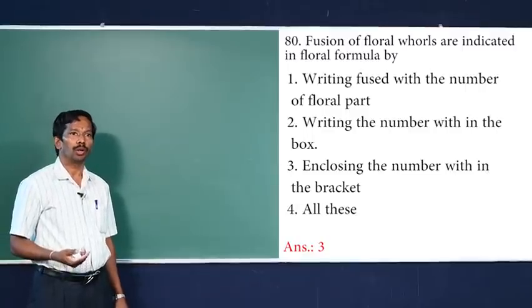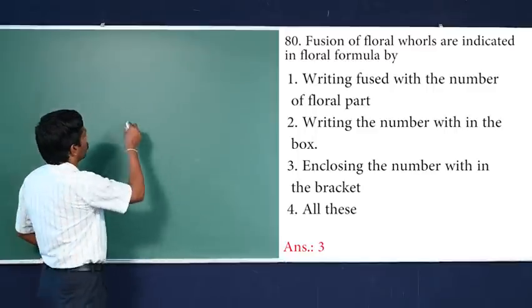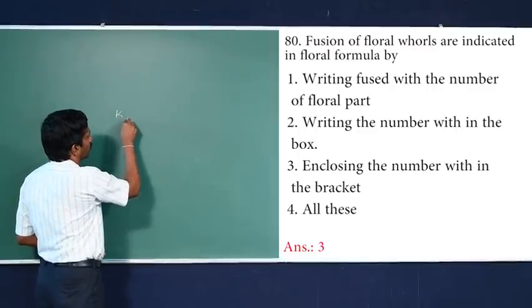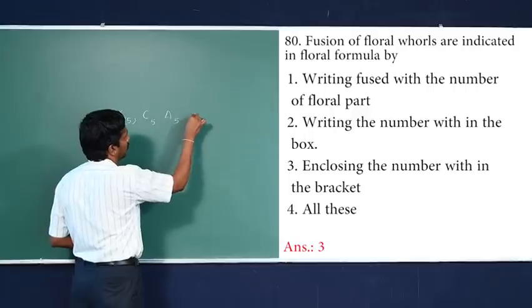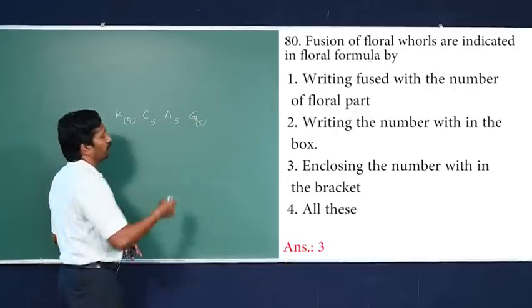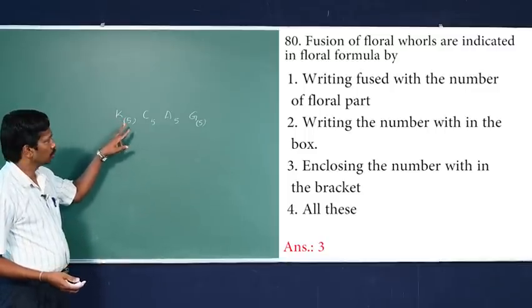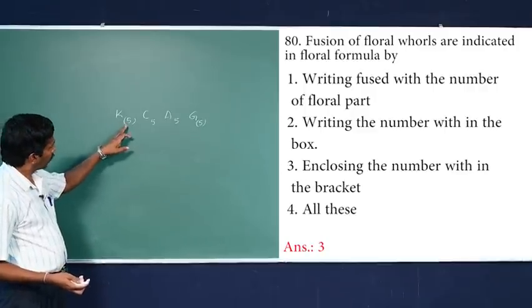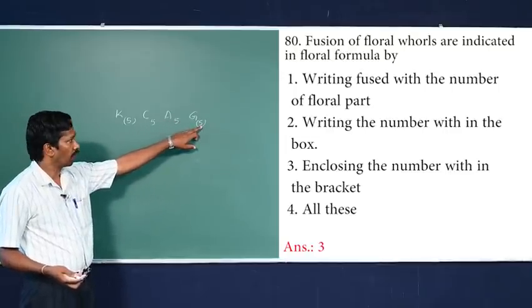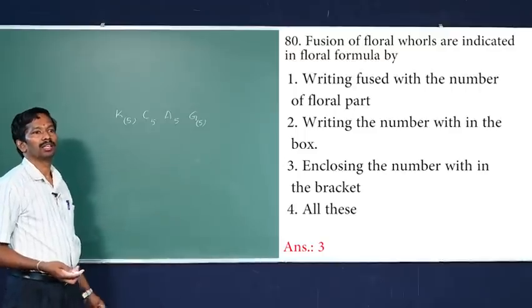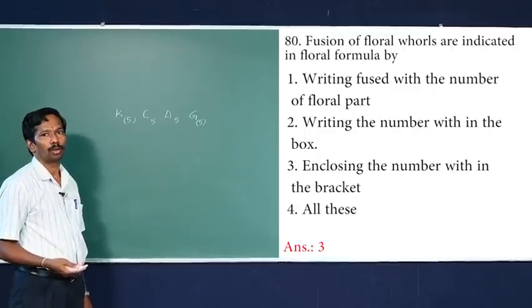80. Fusion of floral whorls is indicated in the floral formula by calyx 5, corolla 5, androecium 5, gynoecium 5 if it is represented. So if you put numbers in brackets, then it is constituting a fusion of floral whorls, that is either gamosepalous, here it is polypetalous, and free stamens and carpels 5, that is syncarpous condition. So the answer is 3, enclosing the number within the bracket. That should be the answer for question number 80 when compared to the other 3 options.